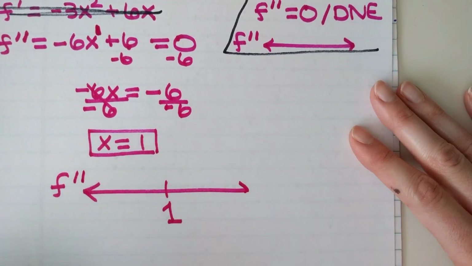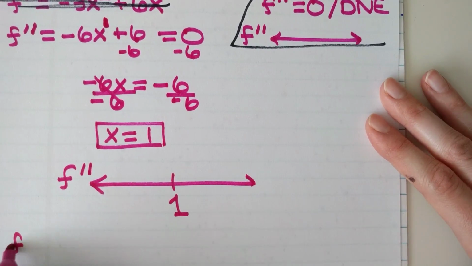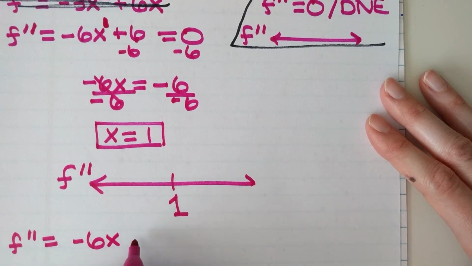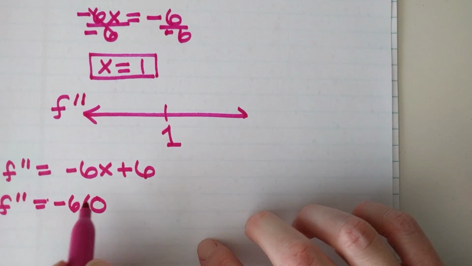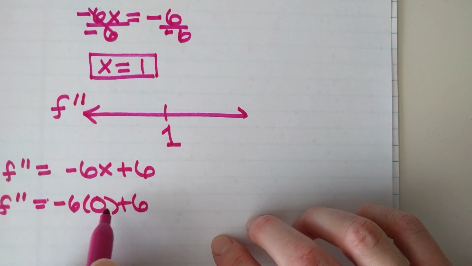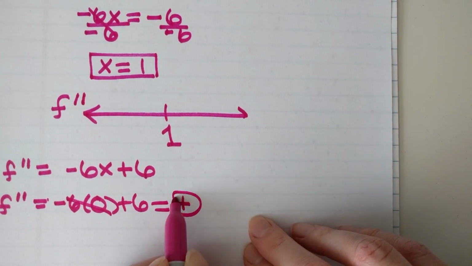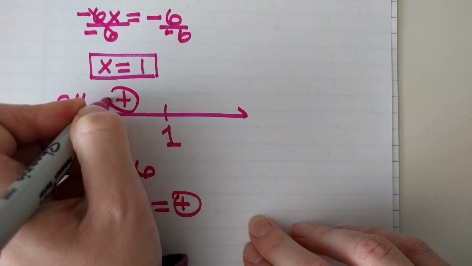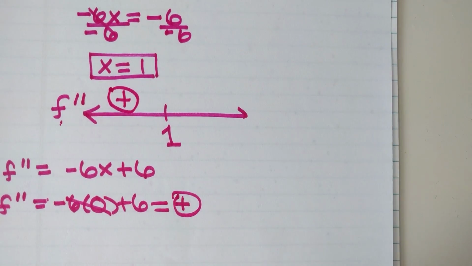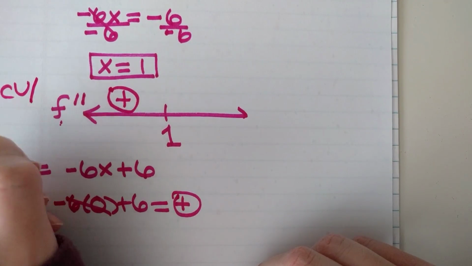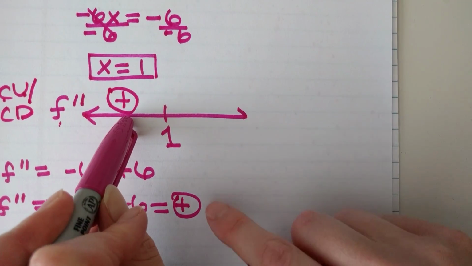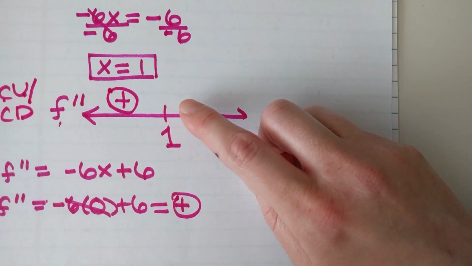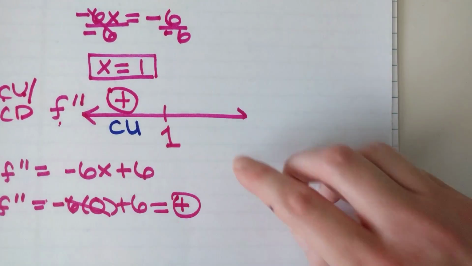So with x equal to 1, we draw our number line, and now our number line is going to be for f double prime. So we have f double prime as negative 6x plus 6. We will plug in a number to the left of 1. Maybe let's say we plug in 0. If I plug in 0, I get negative 6 times 0, so that crosses out, and we get a positive. Because we're looking at the second derivative, I always think about second derivative, you have 2 letters. So concave up, 2 letters, concave down, 2 letters. So this second derivative positive tells us that it is concave up on that interval.